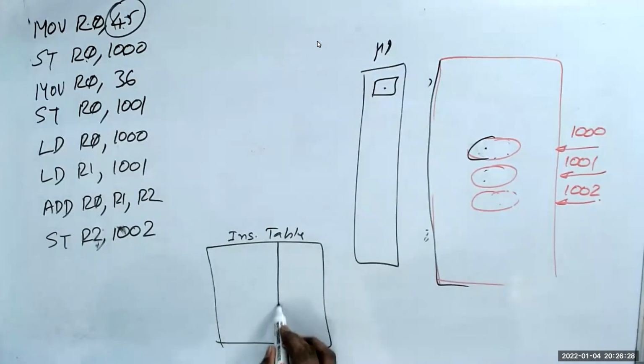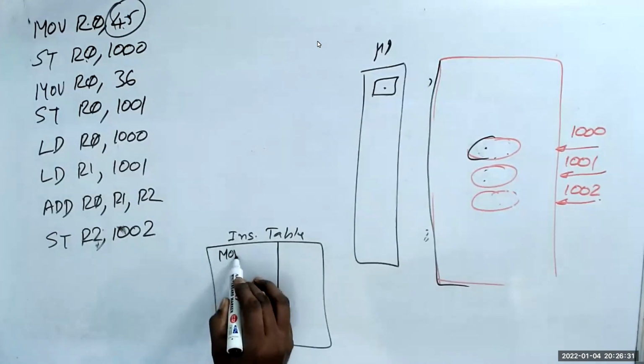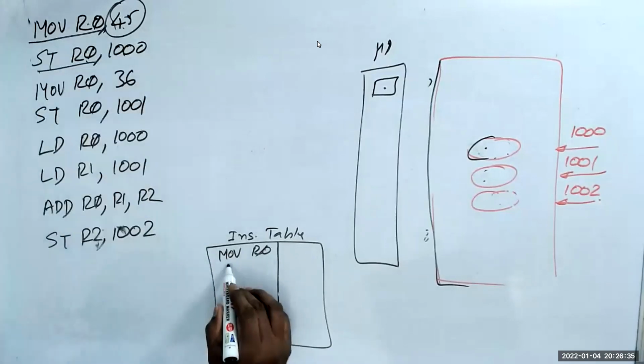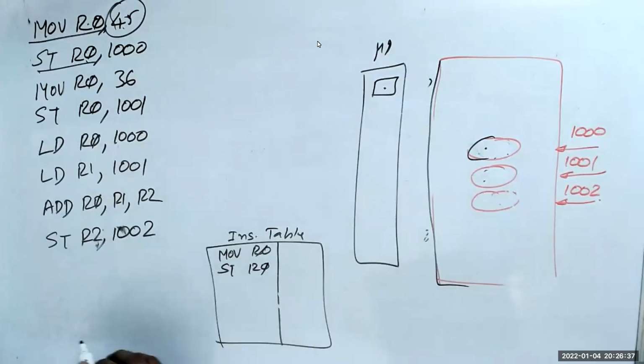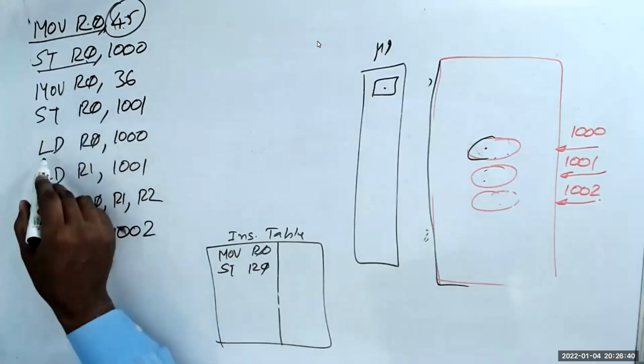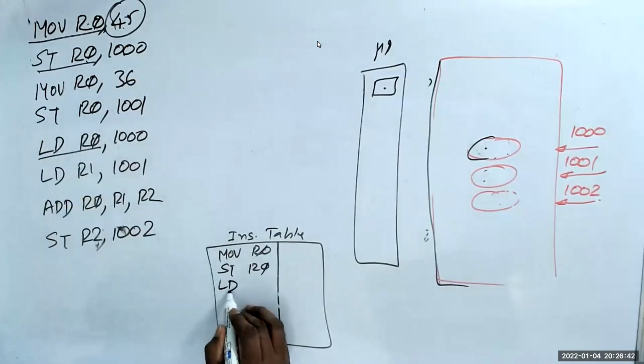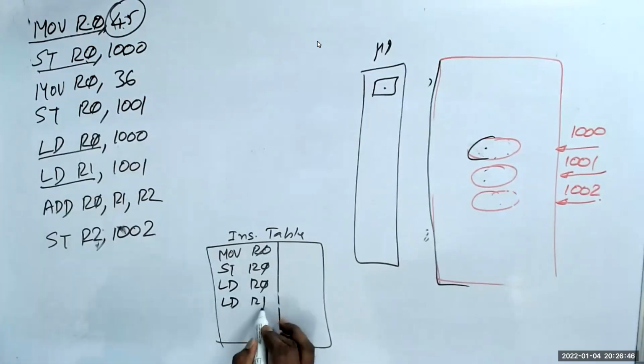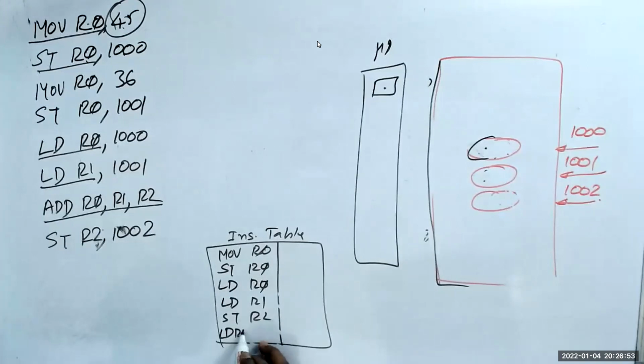for every instruction, move R0. There's an instruction called store R0. And there's an instruction called load R0. There's one more called load R1. Then add R0, R1, store R2. Load R0, R1, sorry, not load, add R2. Understand?